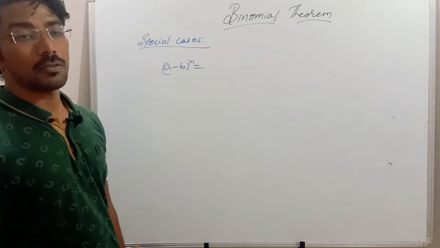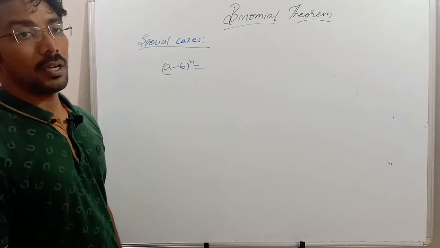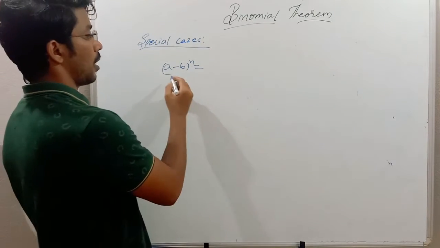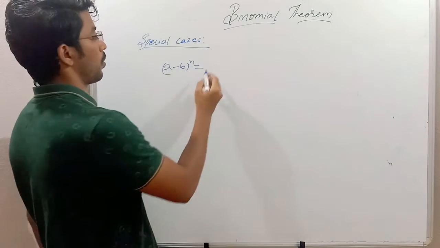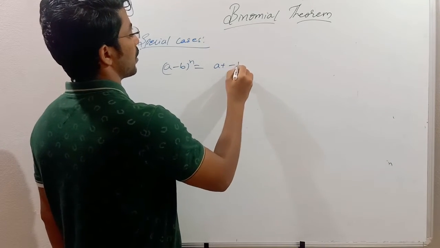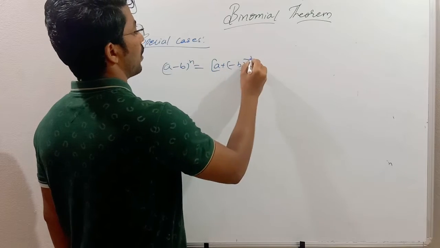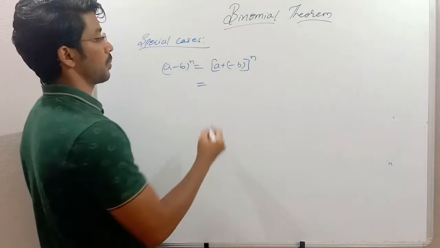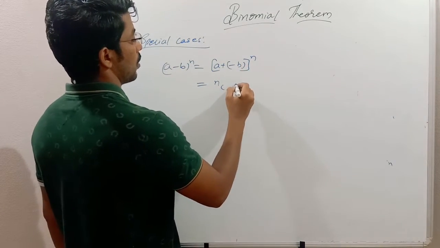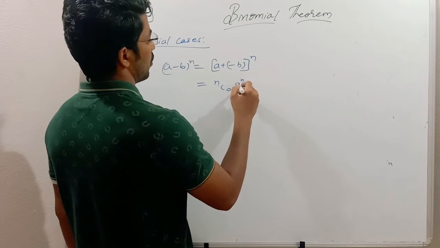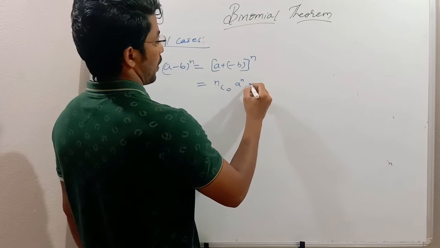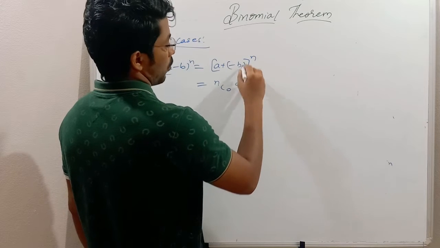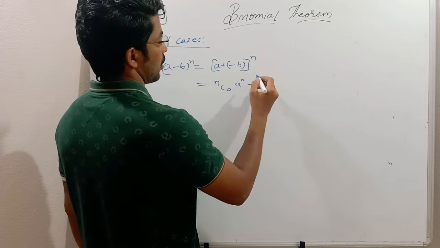Now coming to the special cases, (a minus b) whole power n. Till now we have seen (a + b) whole power n and (x + a) whole power n cases, but now it is given (a minus b) whole power n. So it can also be written as a plus (minus b) whole power n. Applying the binomial expansion here, nC0 a^(n-0) is a^n, and (minus b) whole power 0 is 1, so leave it as it is.